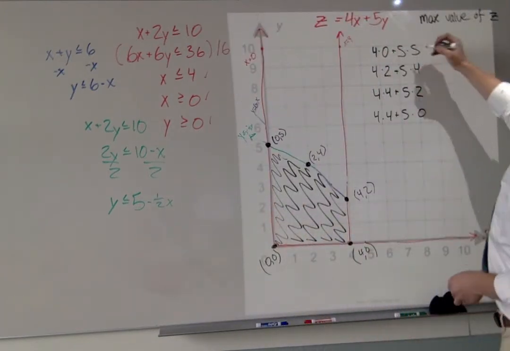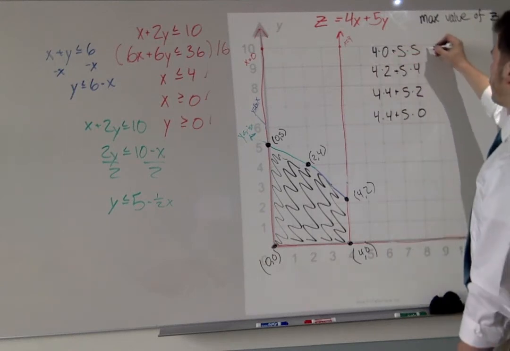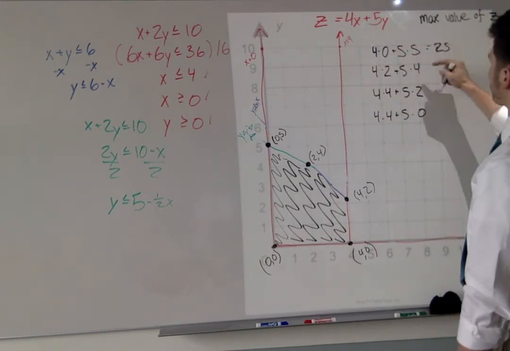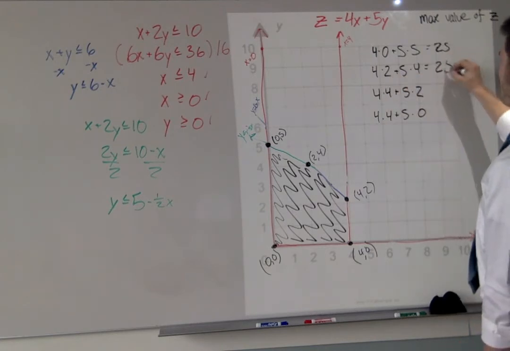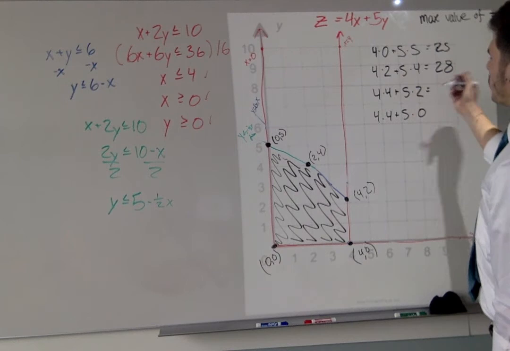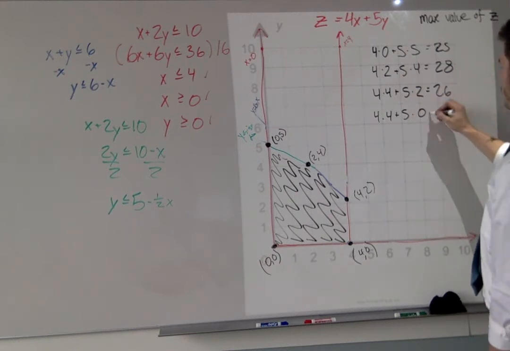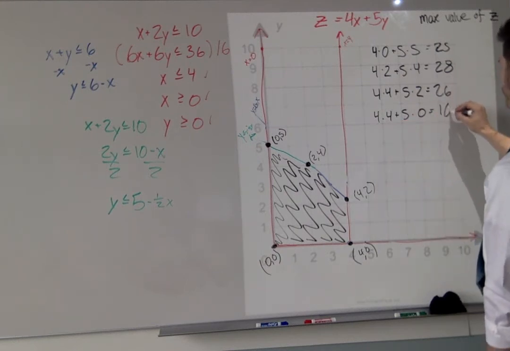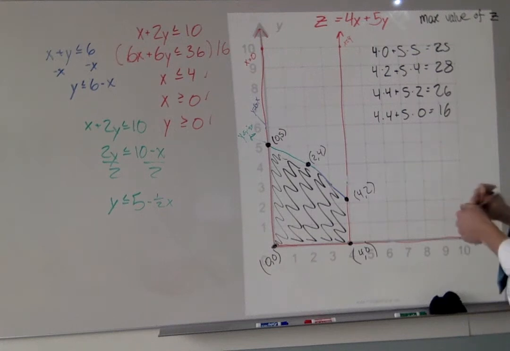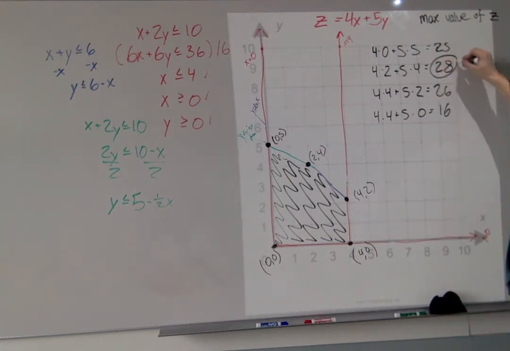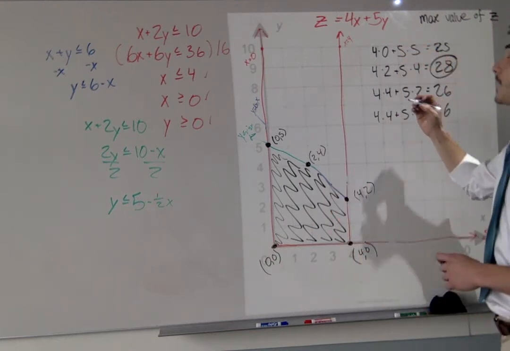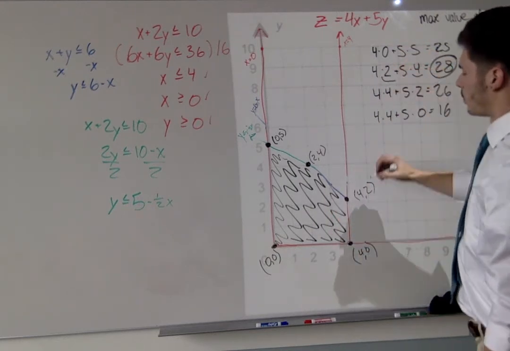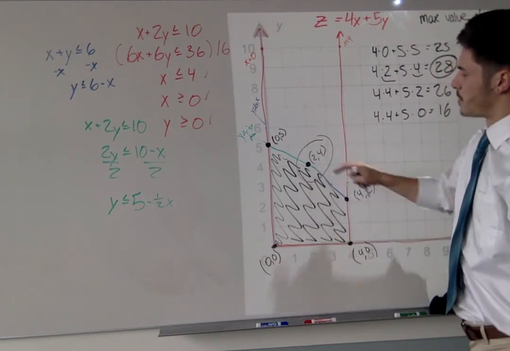So we'll do this quick. 4 times 0 plus 5 times 5 equals 25. 4 times 2 plus 5 times 4 equals 28. 4 times 4 plus 5 times 2, 26. And 4 times 4 plus 5 times 0, 16. So, as we can see, 28 is going to be the max value of z, and at the coordinate 2, 4. So right here, that's going to be the max value.